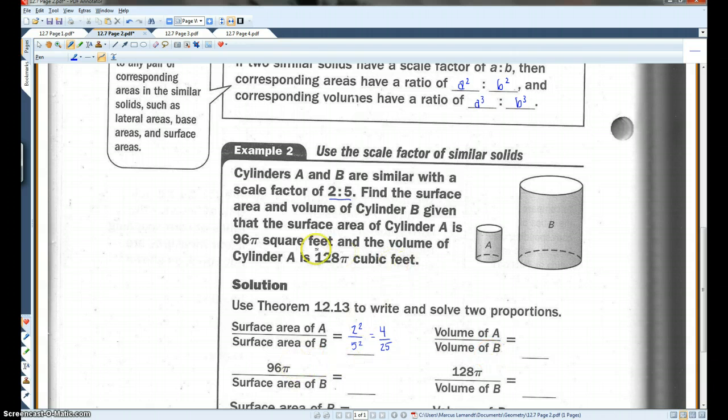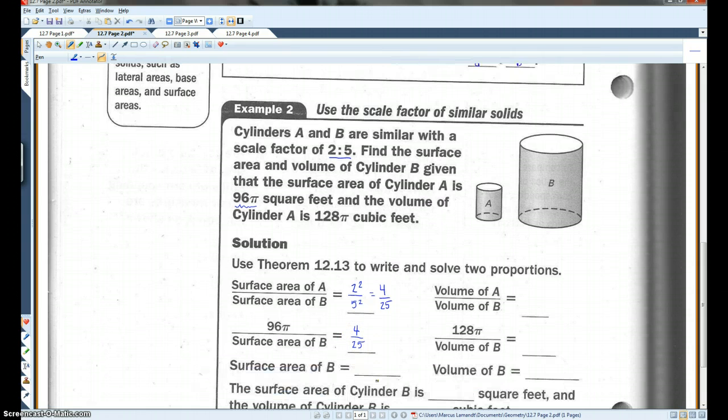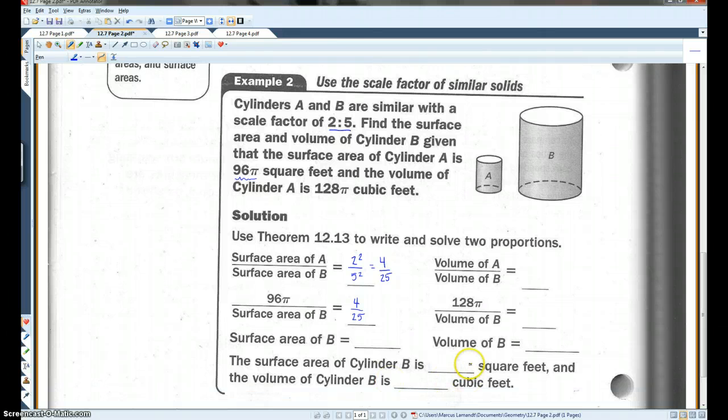So, the surface area, we know that the surface area of cylinder A is 96 pi. The surface area of B, we're not sure, but we know it has to have a ratio of 4 to 25. Okay? So, if we cross multiply, I'm going to add a step over here. They don't really give room for it. We have 25 times 96 pi equals 4 times the surface area of B.